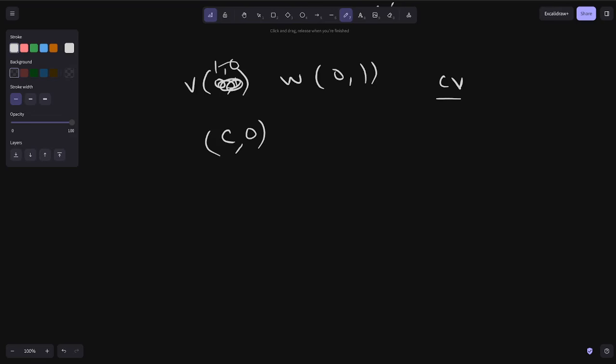Now this represents the whole line, right? So if I give you something like C greater than or equal to 0, then what will it represent? Everything after 0. So this is a half line.